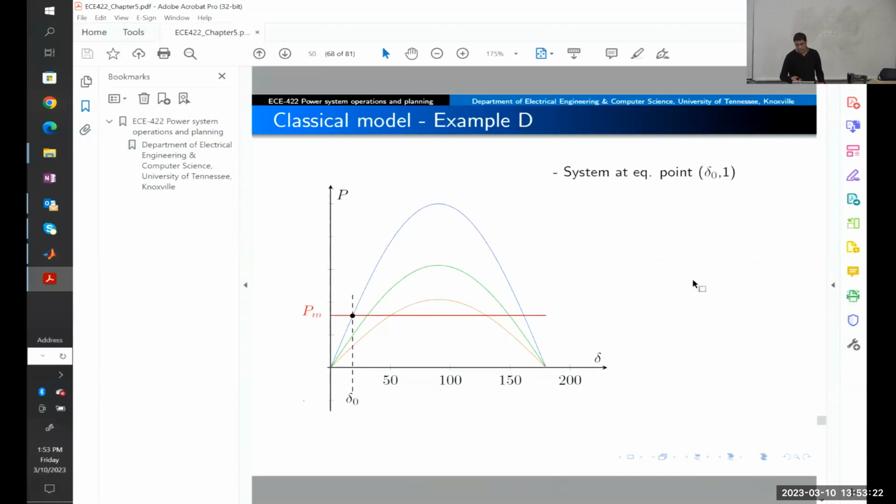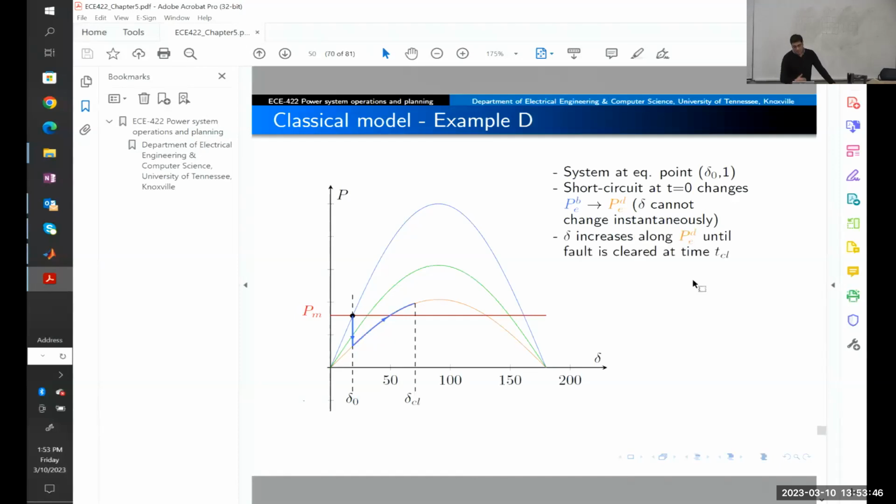So we did that, and if we assume that the system is with electrical power described by that blue curve, then the equilibrium point will have an angle delta 0. Then we do have a short circuit in the middle of that second circuit of the transmission line. The power immediately changes. Delta 0 remained the same, but because accelerating power at this time is positive, then the angle and the speed will start increasing. So as the angle increases, the electrical power also increases.